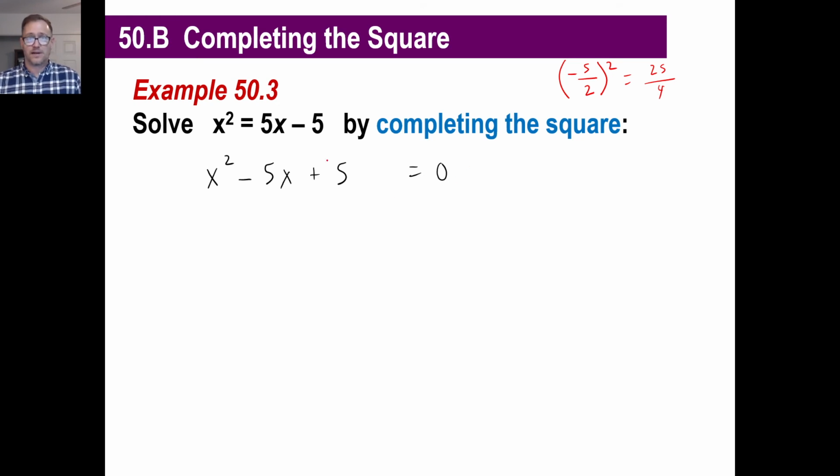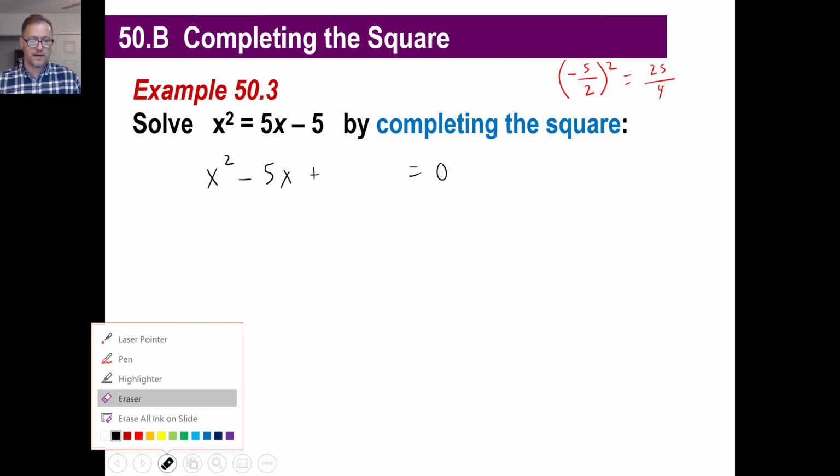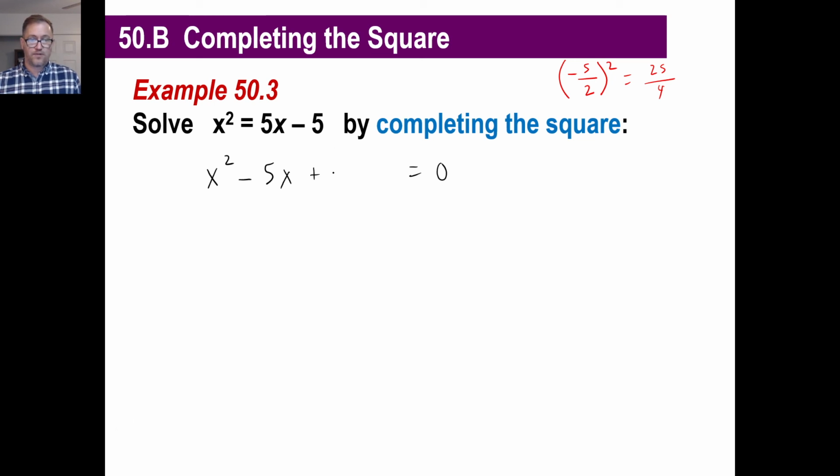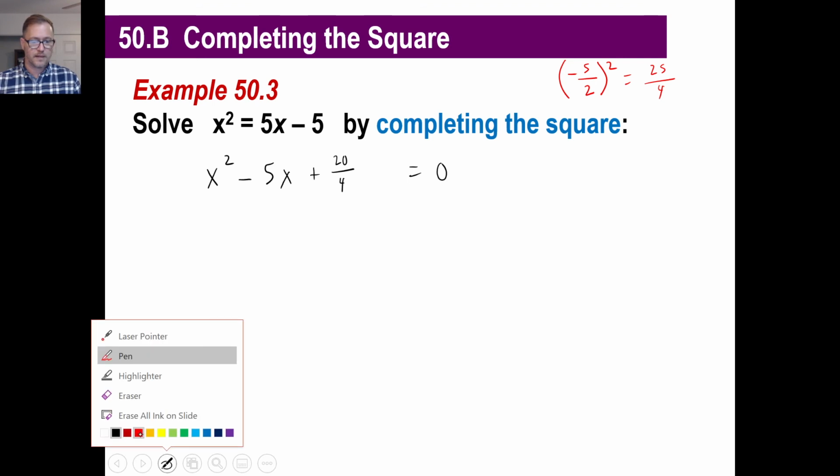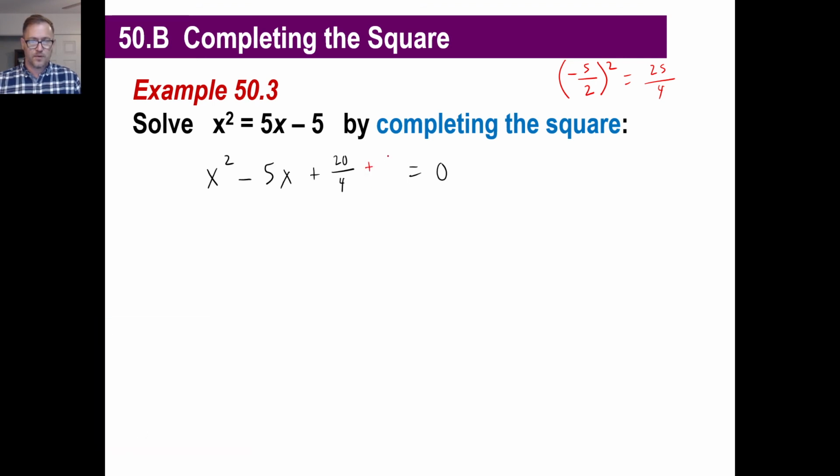Okay, well, that's not 25 over 4. But what we can do, if you want to make it easy, is go, I don't want that 5 there. But it's a 5. We can put something over 4, which of course will be 20 over 4. Makes sense? In other words, we haven't changed it, we've just put it over 4. We don't want 20 over 4, we want 25 over 4. So we need to go back, and we're going to have to add to both sides 5 over 4.